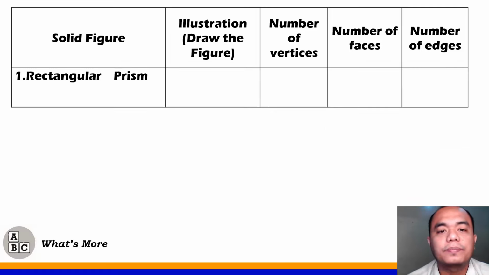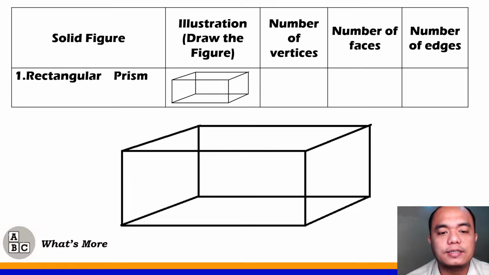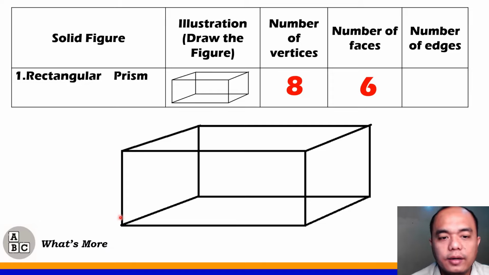Let's have the rectangular prism. So this is how you illustrate a rectangular prism. Let's identify its vertices. So let us count the number of vertices of the rectangular prism. 1, 2, 3, 4, 5, 6, 7, and 8. So the number of vertices of a rectangular prism is 8. How about the number of faces? We have 1, 2, 3, at the back, 4, 5, and 6. So we have 6 faces for a rectangular prism. Next, number of edges. So edges, we have 1, 2, 3, 4, 5, 6, 7, 8, 9, 10, 11, and then 12. So we have 12.